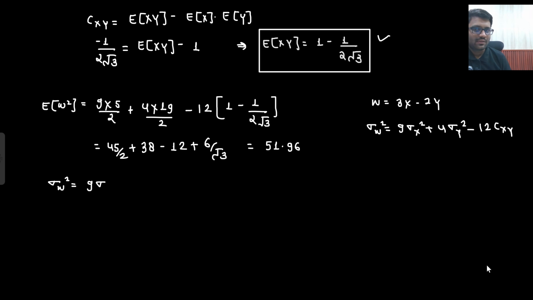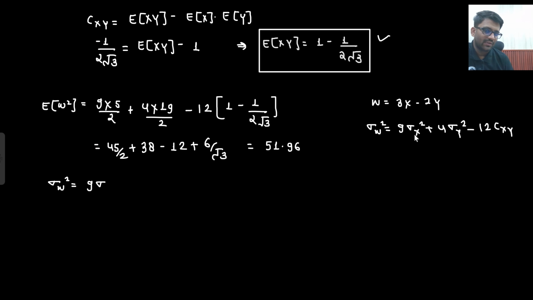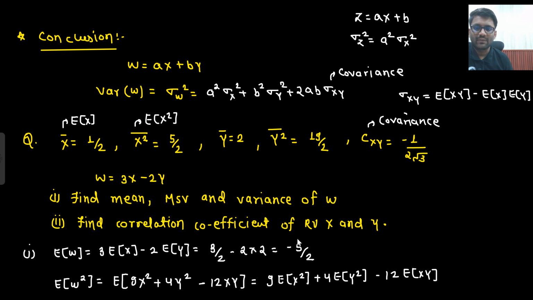Did you understand this point? This formula I am applying, nothing else: A square sigma x square plus b square sigma y square plus 2ab sigma xy. So 9 sigma x square plus 4 sigma y square minus 4 into 3, 12 cxy, right? So directly I will put 9 sigma x square. Okay, we do not have the value of sigma x square as well. So from here we need to find the values of sigma x square and sigma y square.